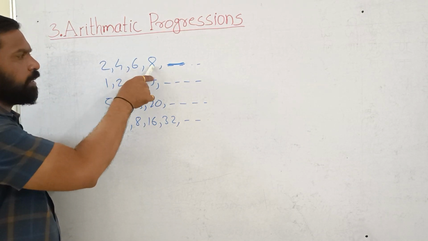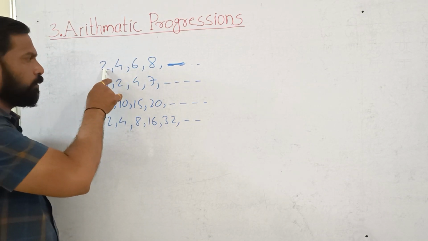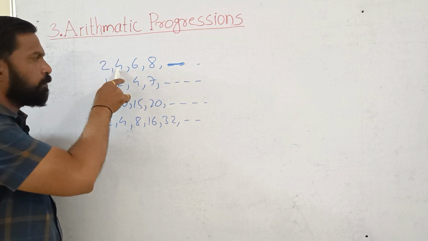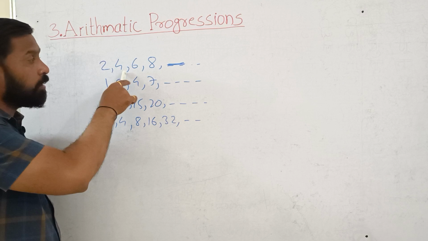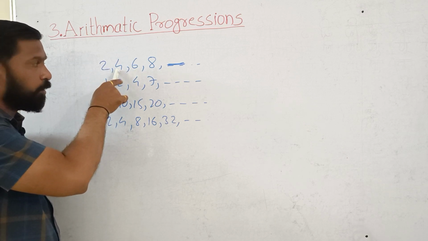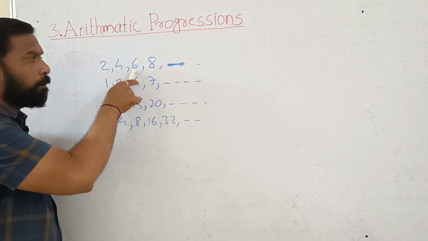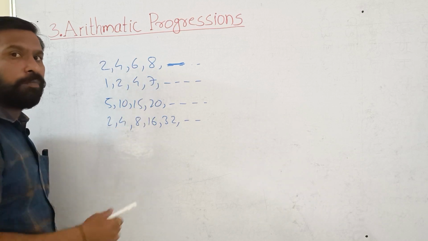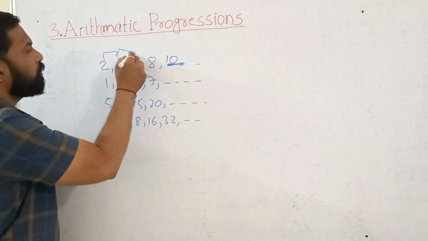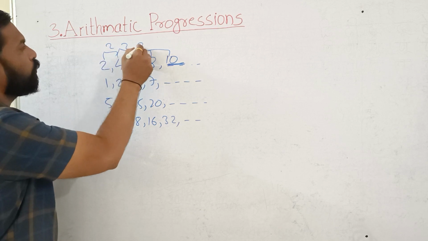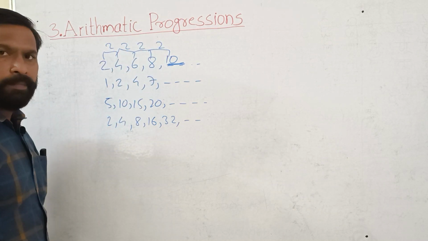2, 4, 6, 8: every time the previous term is increased by 2. But is 4 increasing by 2 times? No, it is increasing by 2. It means 4 has also increased by 2, and 6 has also increased by 2. The previous term is getting increased by 2 every time. So the next will be 10. Every time the difference between them is 2, 2, 2, 2, 2.